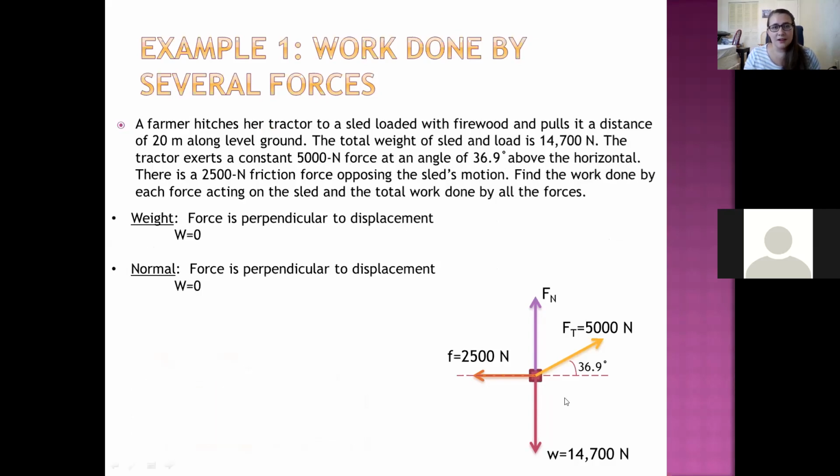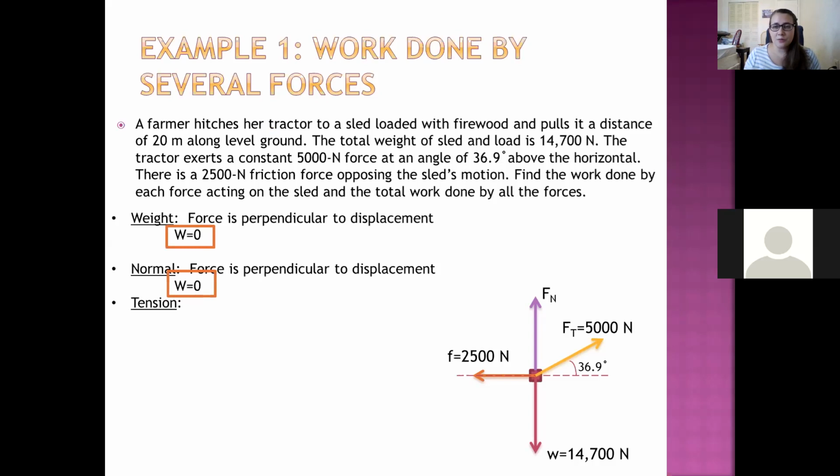So to start thinking through this scenario then, the weight is perpendicular to our displacement, right? Our displacement is going to be, in the case of our free body diagram here, to the right. The tractor's pulling it to the right. So that force is perpendicular. The work done by that force is 0. The normal force is also perpendicular to its displacement. So the work done by the normal force is 0 in both of those cases.